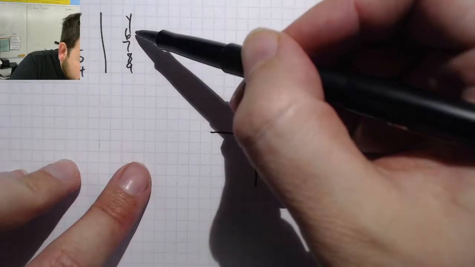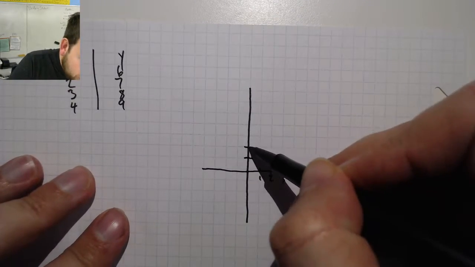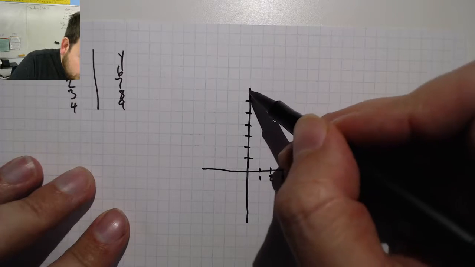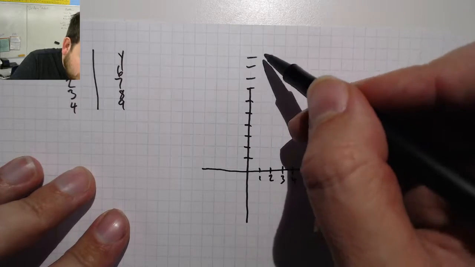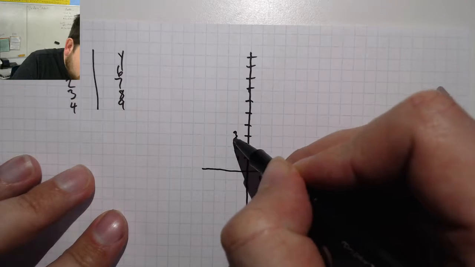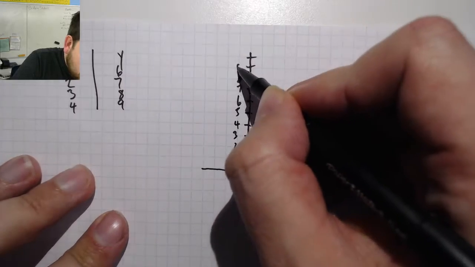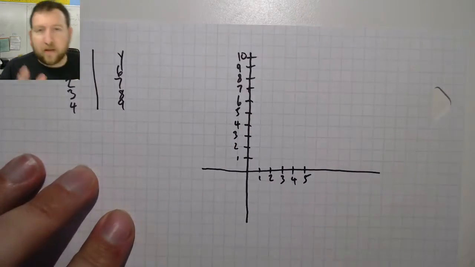My y's go from 6 to 9, so I'm going to have to start a little bit of building. We have 1, 2, 3, 4, 5, 6, 7, 8, 9, 10. All right, so now I'm going to graph these.